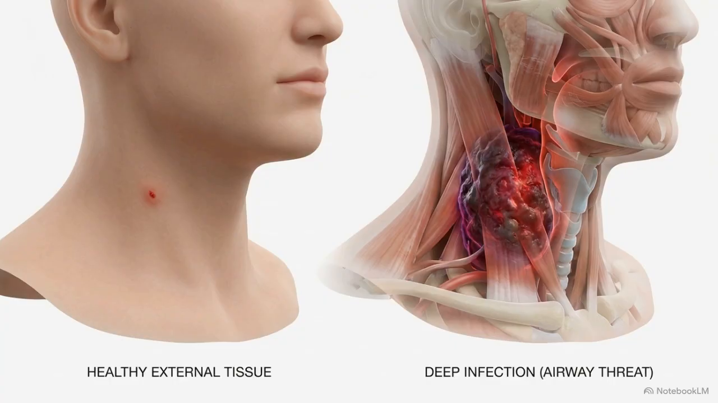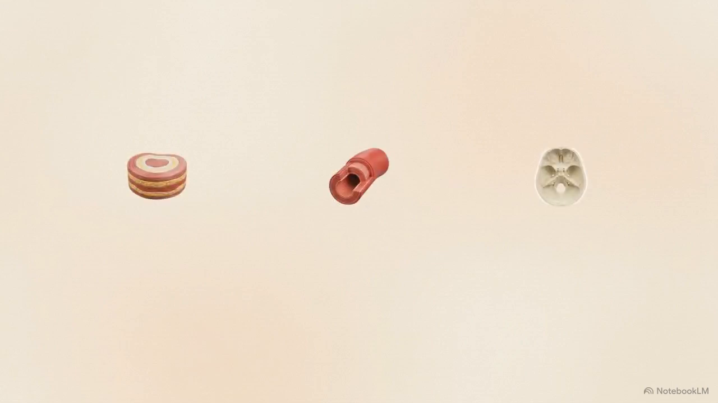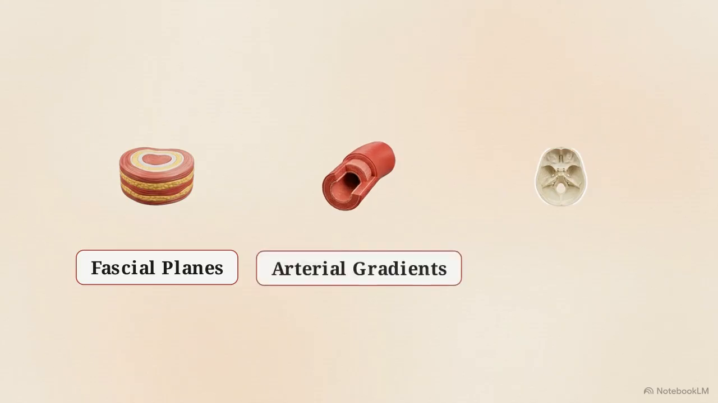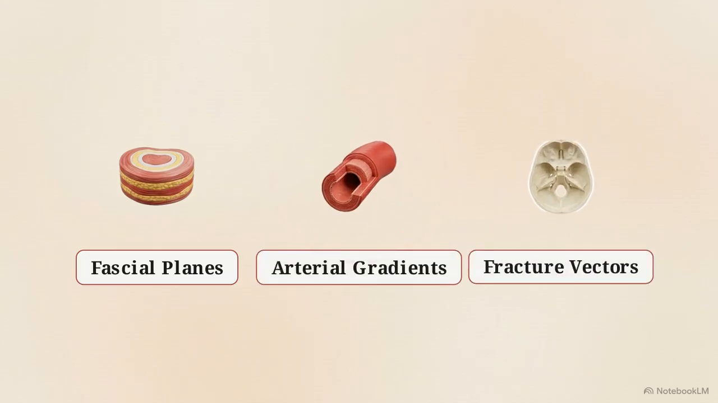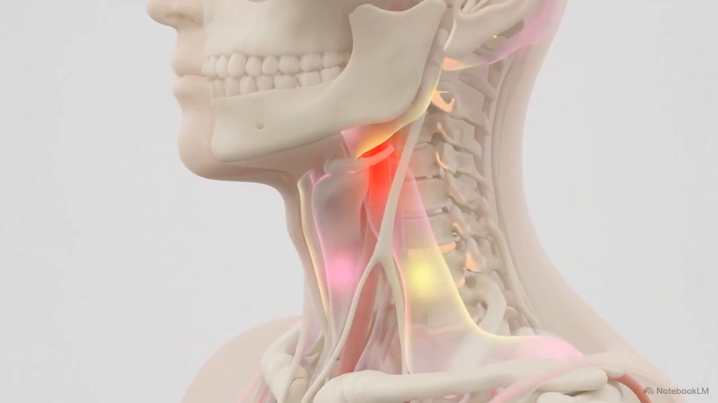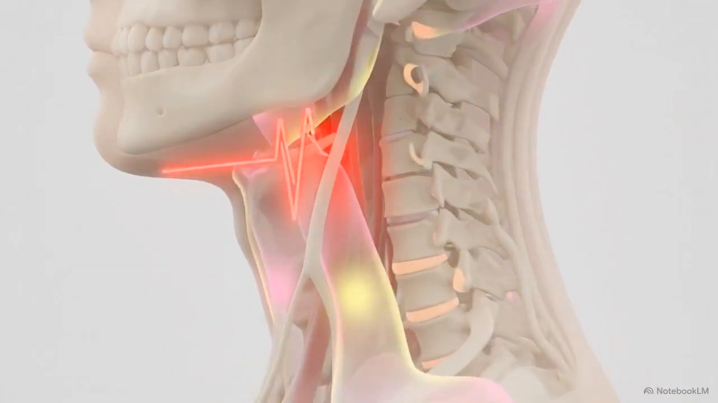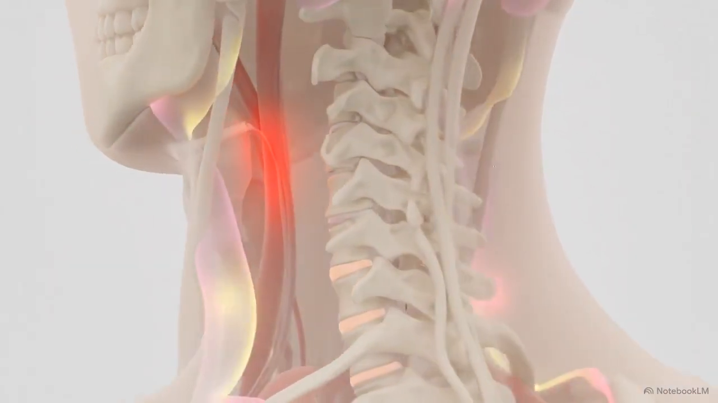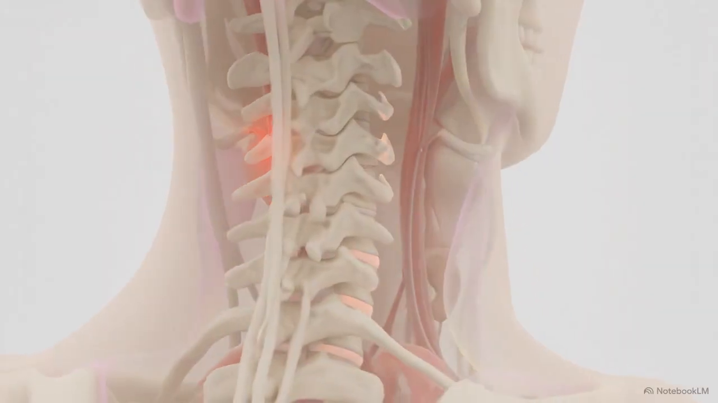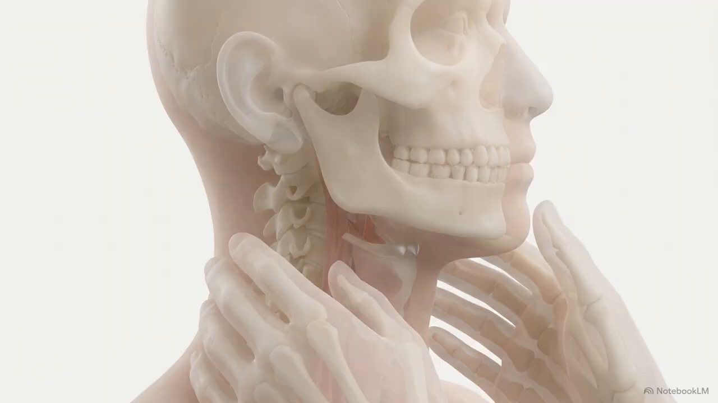Survival in these cases does not depend on symptom recognition. It depends on your ability to execute a rapid structural audit. You have to look past the presenting complaint and audit 3 specific anatomical domains: fascial planes, arterial pressure gradients, and fracture vectors. Mastering the tipping points within these 3 structures is the only reliable way to avoid the predictable and often fatal mistakes of resuscitation. Let's look at the first diagnostic dilemma.